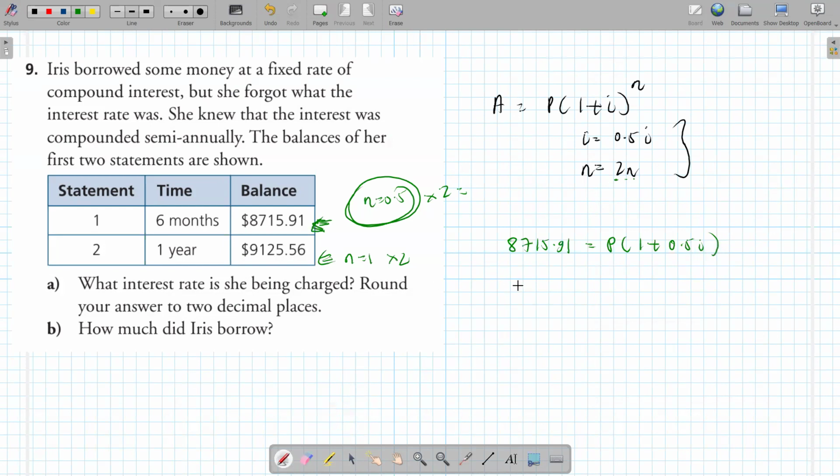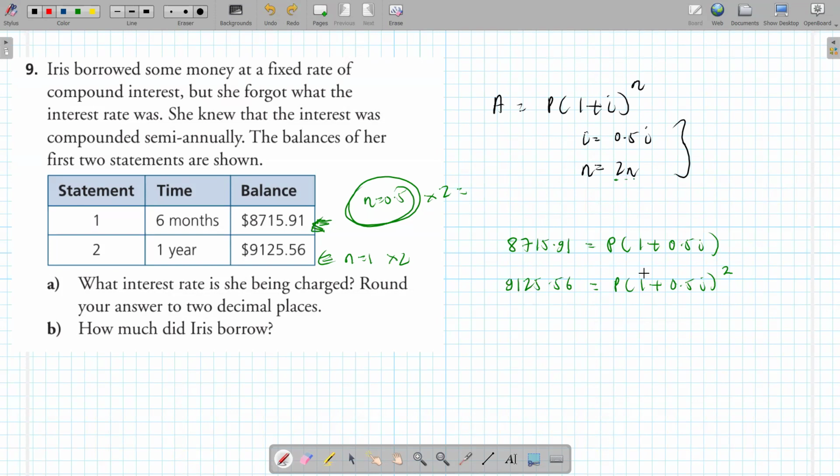I'm going to do the same thing for down here. You have 9125.56 equals to what? What goes on the right side of this equation? P times 1 plus 0.5i to the power of 2. To the power of 2, exactly. Now we have two unknowns, P and i. If you have two unknowns, you need a minimum of 2 equations, which we do have. We have the top equation, we have the bottom equation.